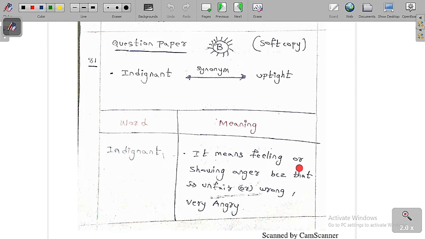It means feeling or showing anger because something is unfair or wrong, or you are very angry because something very wrong or very unfair happened to you, so you are very angry at them. That is called indignant. So indignant means feeling or showing anger because something unfair or wrong happened to you. So this is the meaning of indignant.